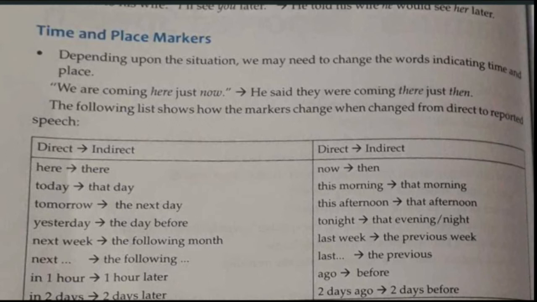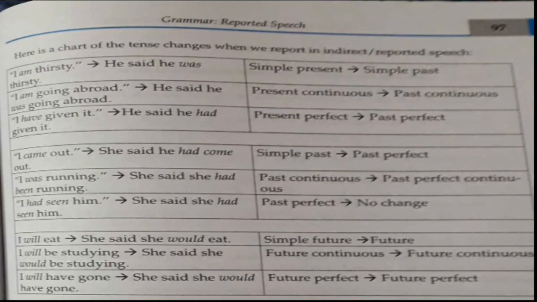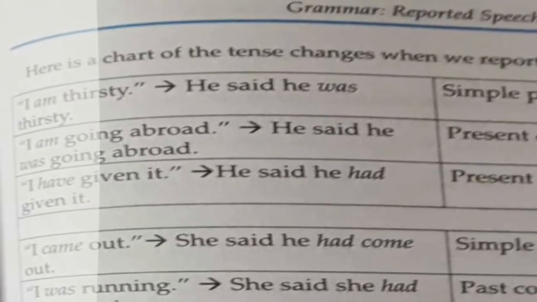But if the reporting verb is in the present, then there is no change of tense in the reporting clause. He says, I work here. Or she says, I work here. She says she works here. That is the way. Very simple when you change it. So here is a chart of the tense changes when we report in indirect reported speech. You can see on the slide.